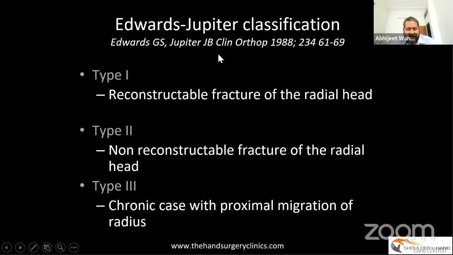There is a classification that has been described in the literature by Edwards and Jupiter, which talks of type 1, type 2, and type 3, and they also give you a guideline as to what can be done. In type 1, there is a reconstructible fracture of the radial head, like a Mason 1 kind of injury. Whereas in type 2, there is a non-reconstructible fracture of the radial head, like a Mason type 3. And in type 3, there is a chronic injury with proximal migration of the radius.